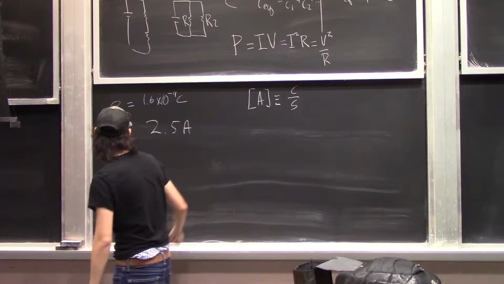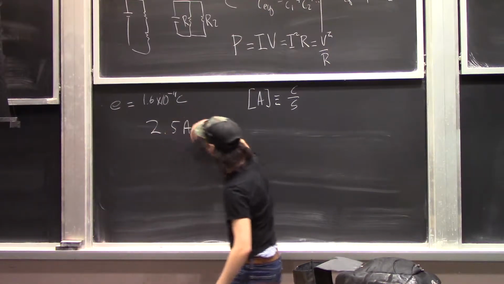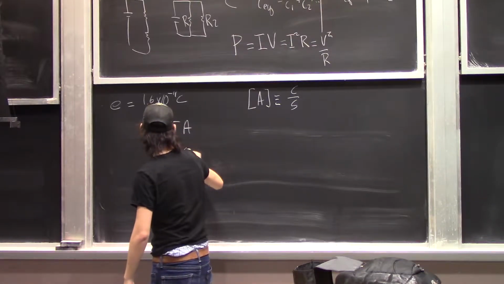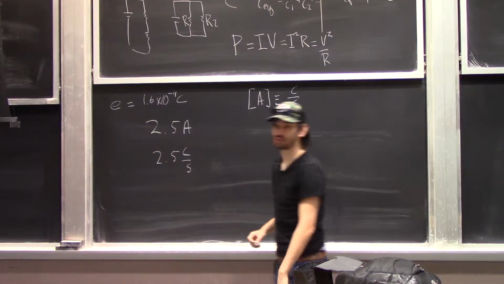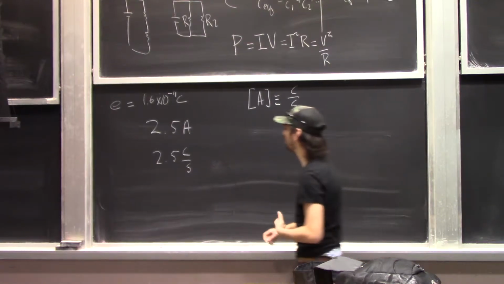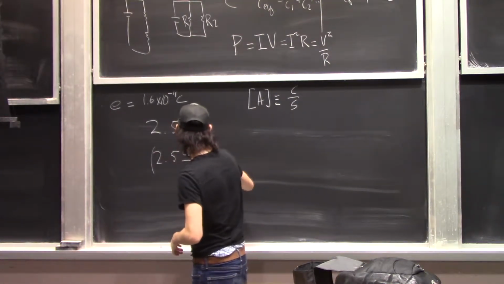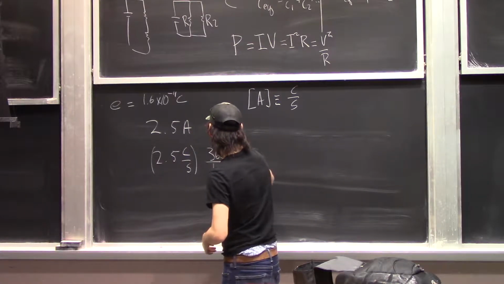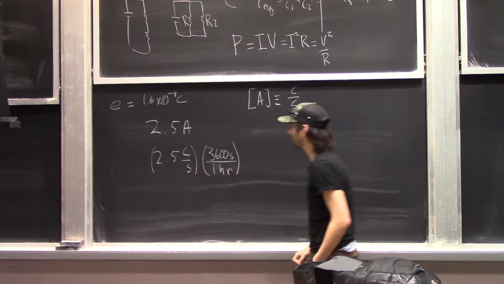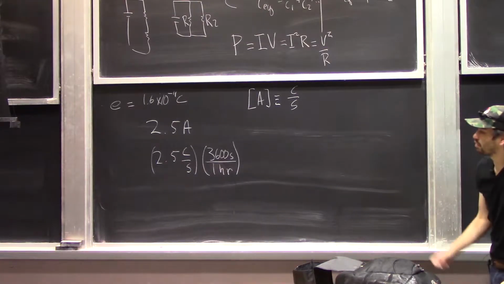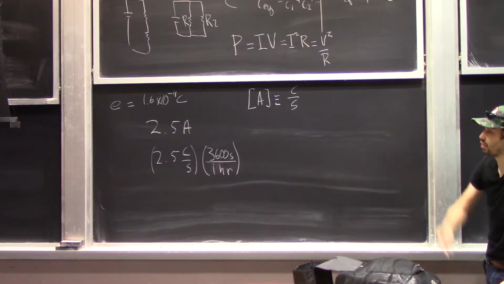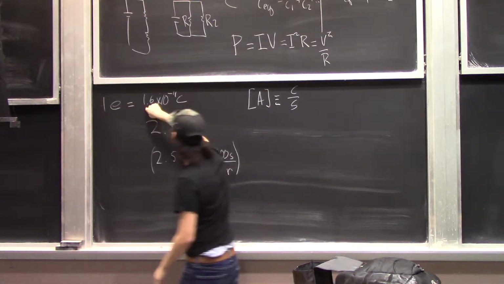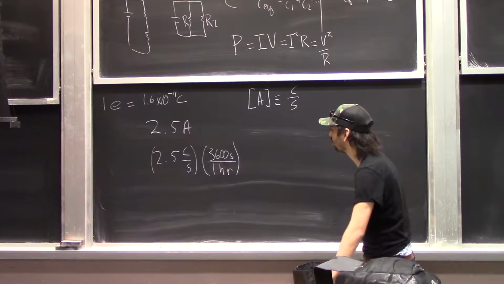hour. And so what we can do is convert this, instead of having it 2.5 coulombs per second, to coulombs per hour. When we do that, we can say in 1 hour, there are 3,600 seconds. The other conversion we need to do is to convert this from coulombs to electrons. But we know that in 1 electron, there is 1.6 times 10 to the negative 19 coulombs.